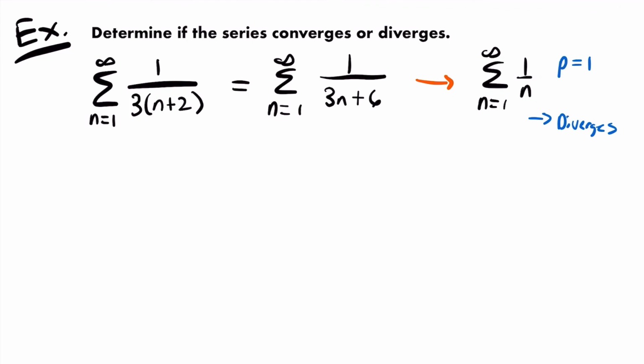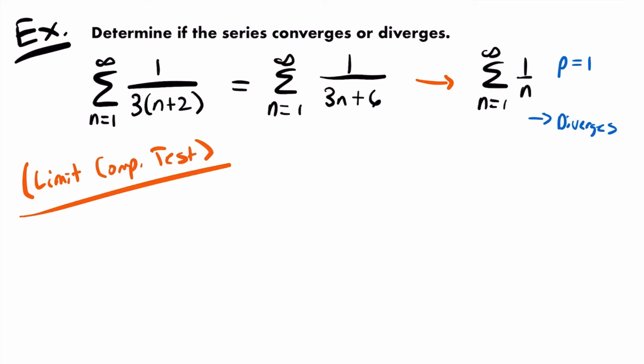All right, so now we have a comparison series that diverges, and so should we use a limit comparison test or a direct comparison test? Well, generally, I find the limit comparison test to be easier when we are comparing to a p-series, and so I'm going to use that. So I'm going to write that down. We are going to use the limit comparison test.